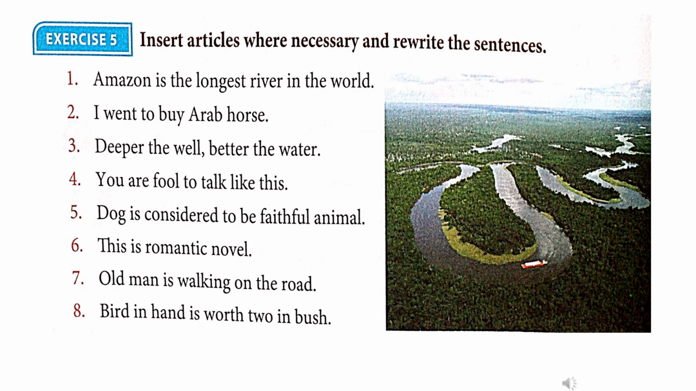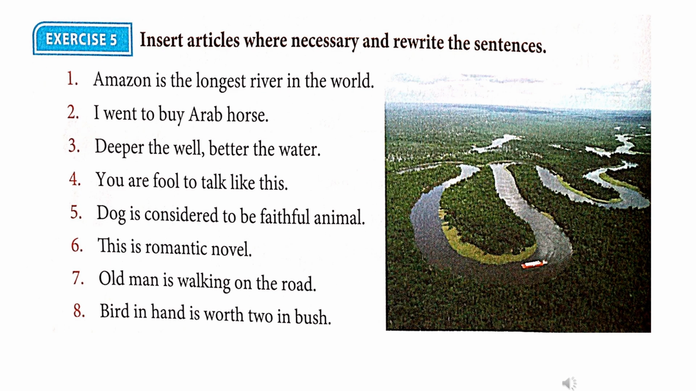Exercise 5. The last exercise of this lesson. Insert article where necessary and rewrite the sentences. In the following 8 sentences, first we have to insert the articles and rewrite the following sentences to our notebook. First, Amazon is the longest river in the world. Amazon is a particular noun, name of a river. So we have to use the definite article before it. The Amazon is the longest river in the world.